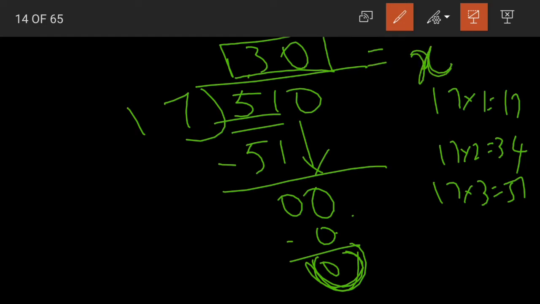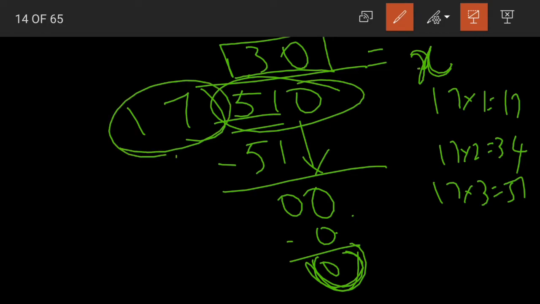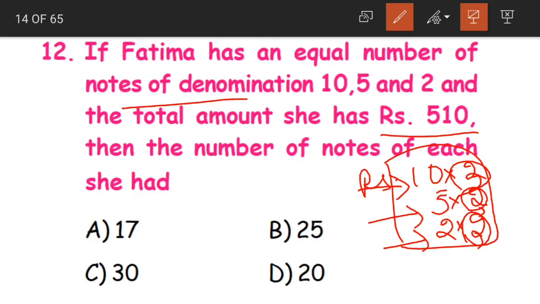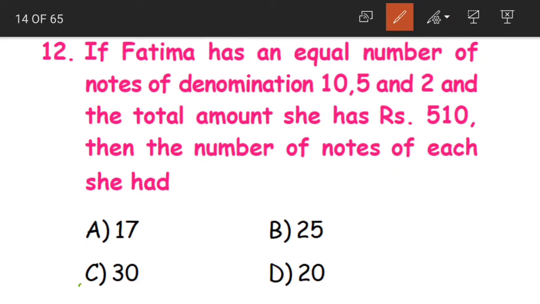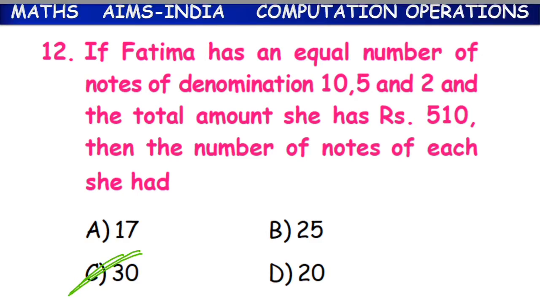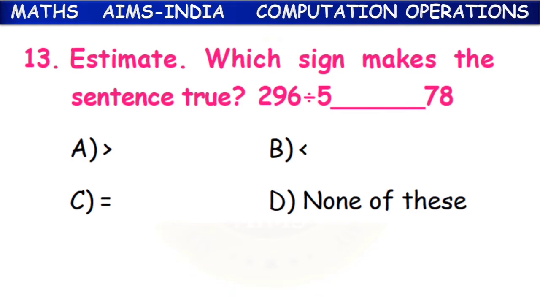Now what is this quotient equal to? x, right? x is equal to 510 divided by 17. What did we get as the answer? 30. 30 is equal to x. What is this x? x is the number of notes she has of each denomination. So what is our answer? x is equal to 30. That is option C here. I hope this is clear, children.